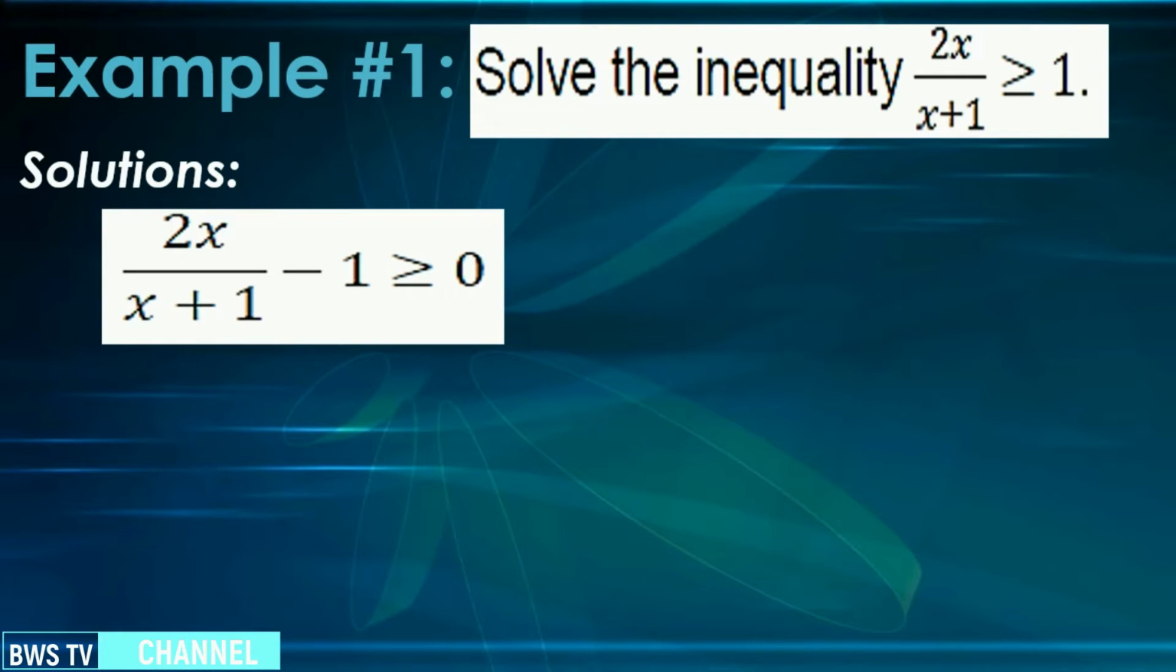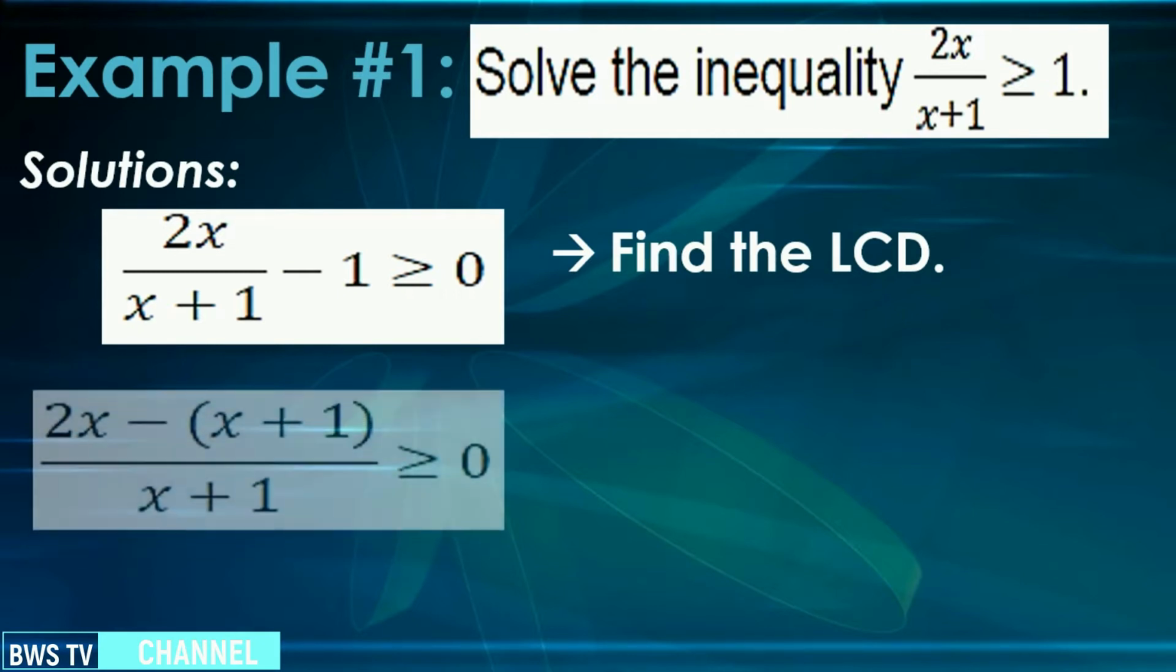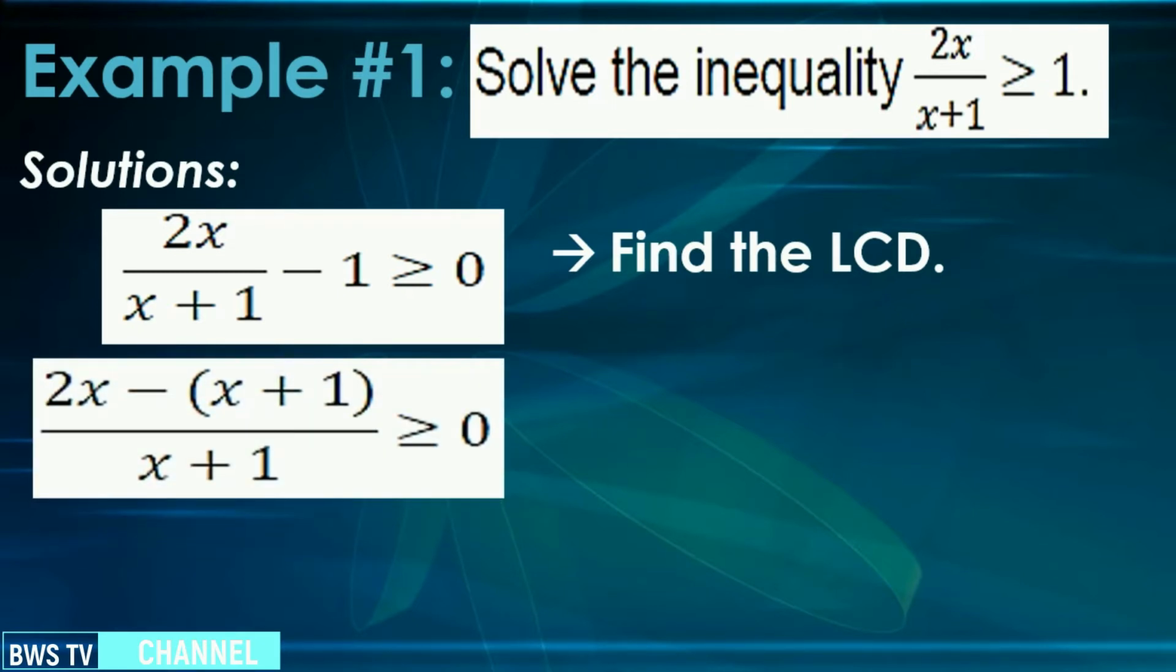After that, what do we need to do? Find the LCD. What will be the LCD? Since we have one fraction and a whole number, the LCD will automatically be the denominator. So the denominator will be the LCD, and we simply copy the numerator, then minus the expression for the second term. We simply cross multiply the denominator x plus 1 with the whole number 1: x plus 1 times 1. The answer is still x plus 1.